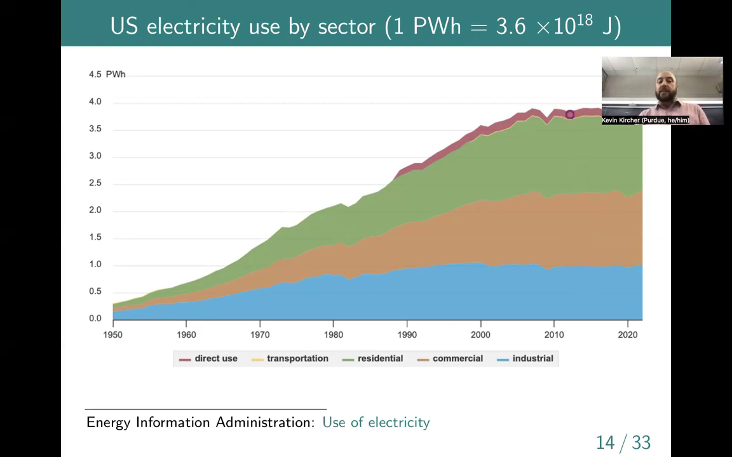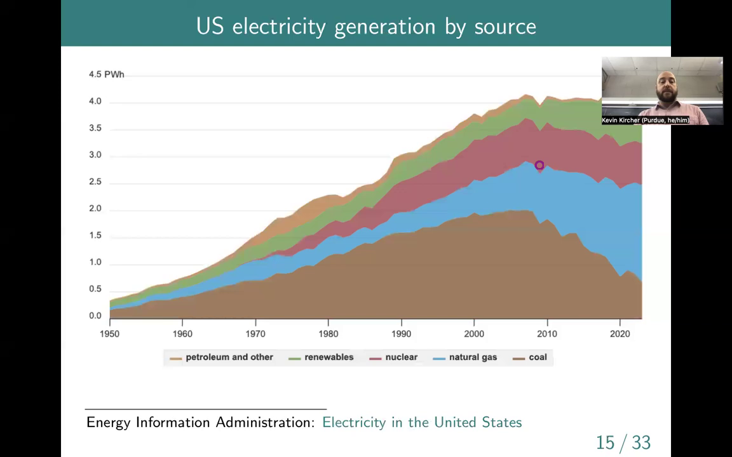And then direct use on top here would be something like a factory that has an on-site electricity generator, maybe a natural gas generator, or maybe an office building or a house that has solar photovoltaics on the roof and uses that behind the meter rather than feeding it out into the broader electricity grid. So you can see electricity use increased a lot until about year 2000, 2005, and then it kind of stabilized. So we've not really been in an era of growing the electricity grid or how much electricity we use for the last roughly 20 years.